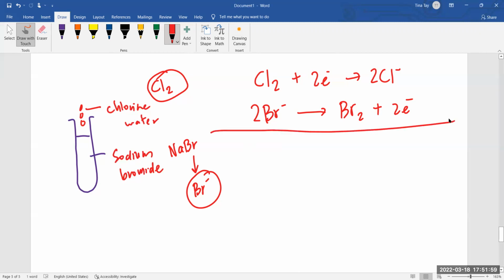Okay, so this is the half equation. Now, this one you just add it together. Chlorine plus bromide, chlorine plus bromide, plus bromide, and then chloride plus bromine.